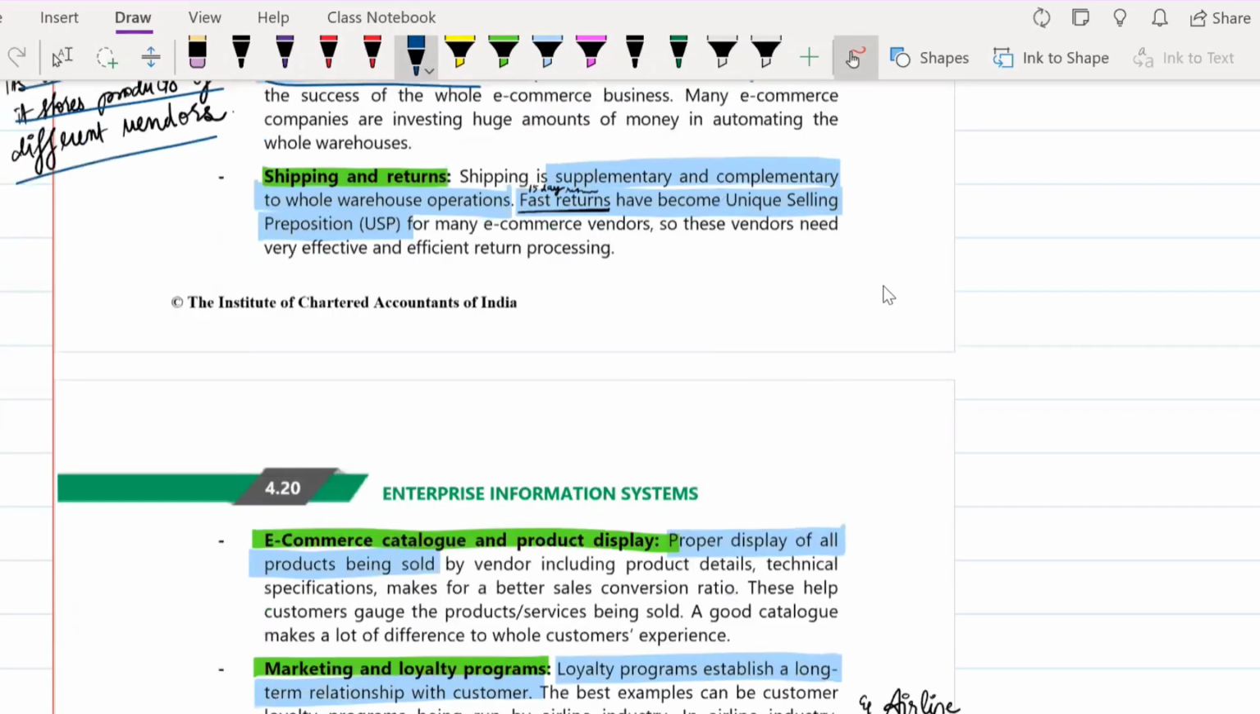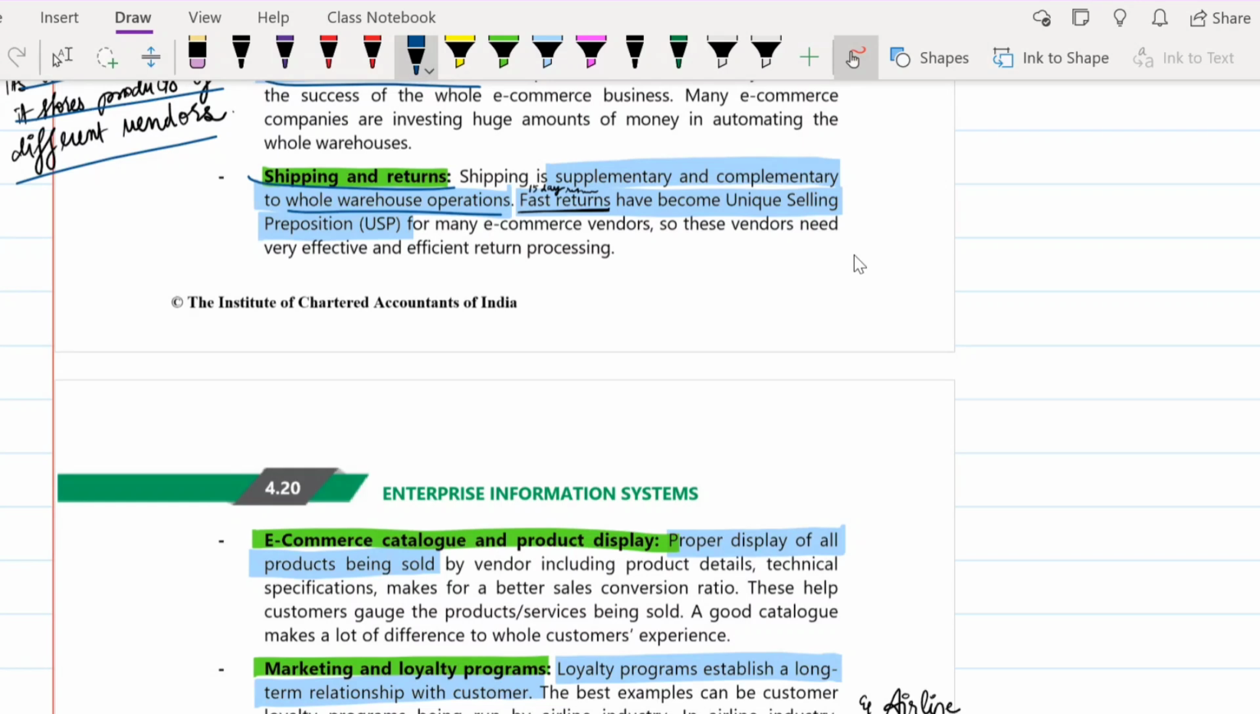Next is shipping and return. Shipping is supplementary or complementary to the whole warehouse operations. If you have a good return policy or good shipping policy, then that is your USP, or unique selling proposition. Now what is USP? I hope you have read it in strategic management. In case you do not know, a unique selling proposition is something that makes you stand out of the crowd. It is one thing that is very unique about you.